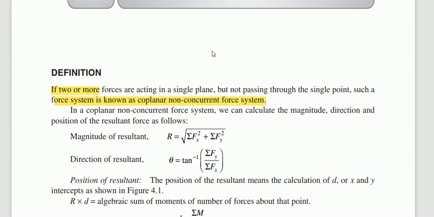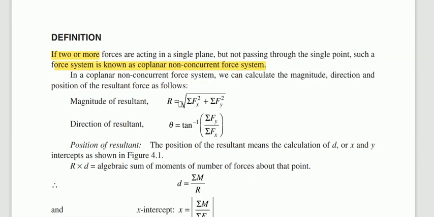I have given you the example. If you are kicking a football on the ground, it can move along the horizontal, or along the vertical, or it can fly in the air. It has x, y, z directions. That is non-coplanar, but here, coplanar, it is in a single plane only, but it is a non-concurrent force system.